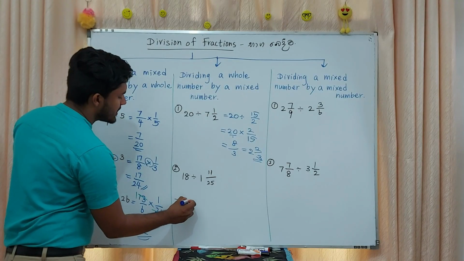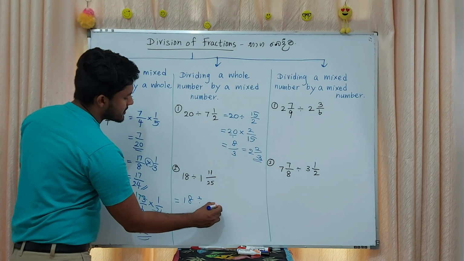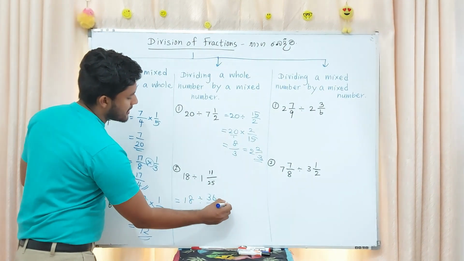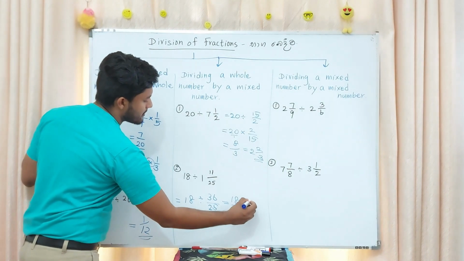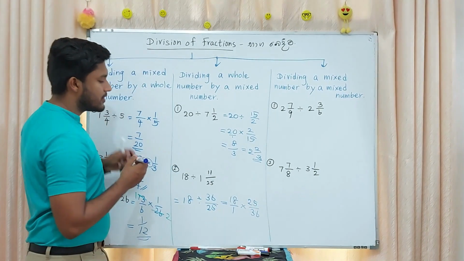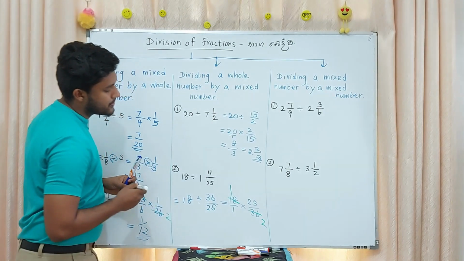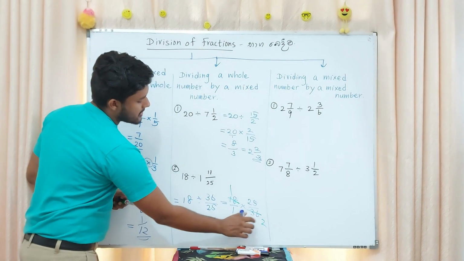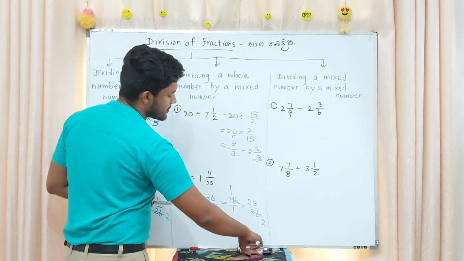Then 18 divided by 25 over... 25 into 1, 25 plus 11, 36. Then of course 18 over 1 multiplied by 25 over 36. That means we can cut 18 into 1, 18 into 2. Then 1 into 25, 25. 1 into 2, 2. Then we can express as a mixed number.